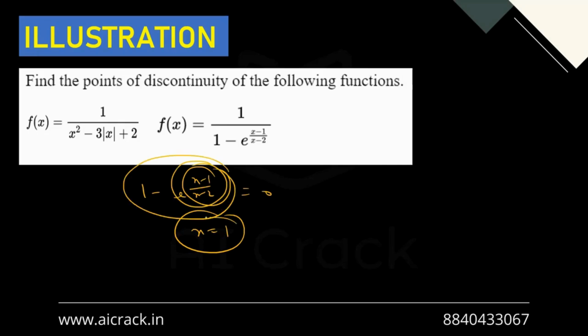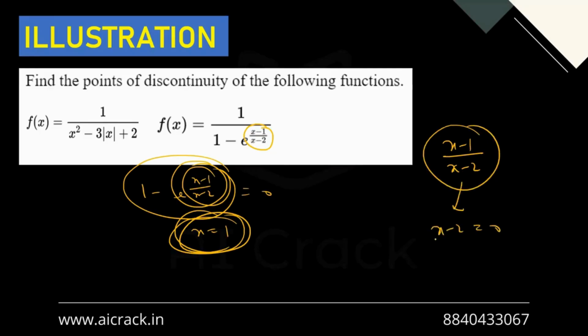Okay, so x equals 1 is 1 point. Now for this function, (x minus 1) divided by (x minus 2), to be not defined, x minus 2 equals 0, right? Because this is again a rational function. And for a rational function to be not defined, the denominator should be 0. Okay, so x equals 2.